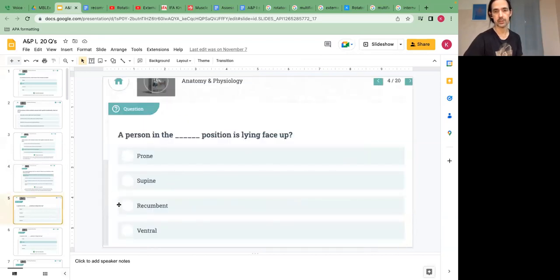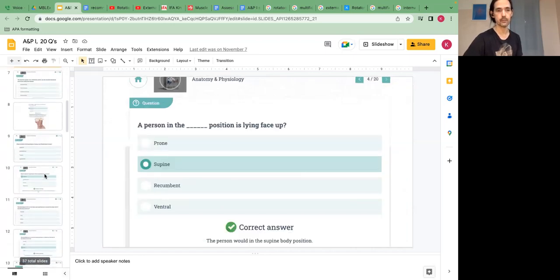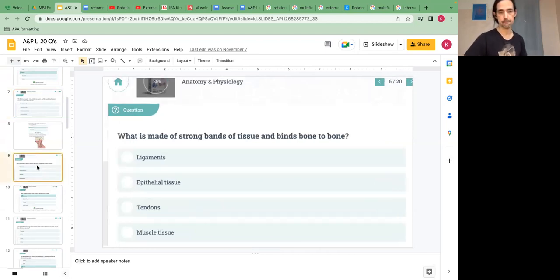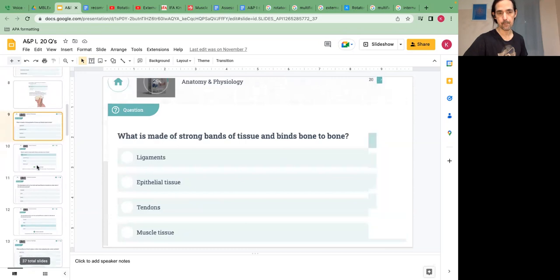A person in the blank position is lying face up. Hopefully you know that's supine. This one we're going to skip for next time.